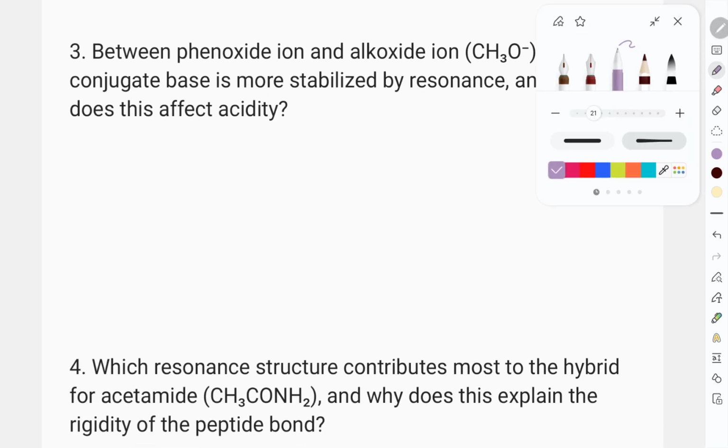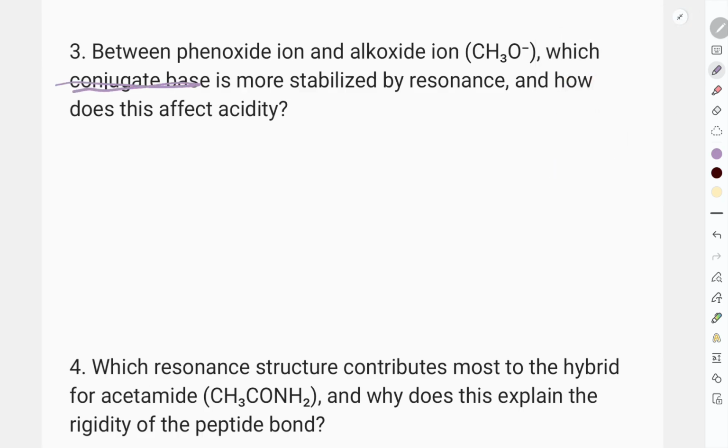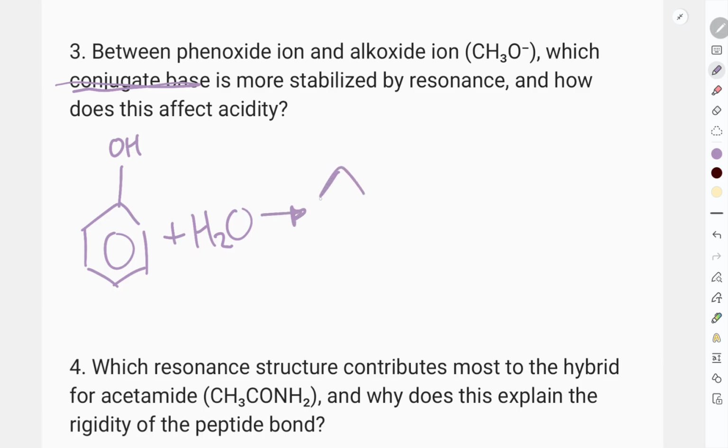Okay, so since we're talking about conjugate bases, I think we should draw out the full reaction of how we get these products. So for phenoxide, we will start off with phenol. Looks something like this. And then it reacts with water. And then it will produce phenoxide, and then a protonated group like this.